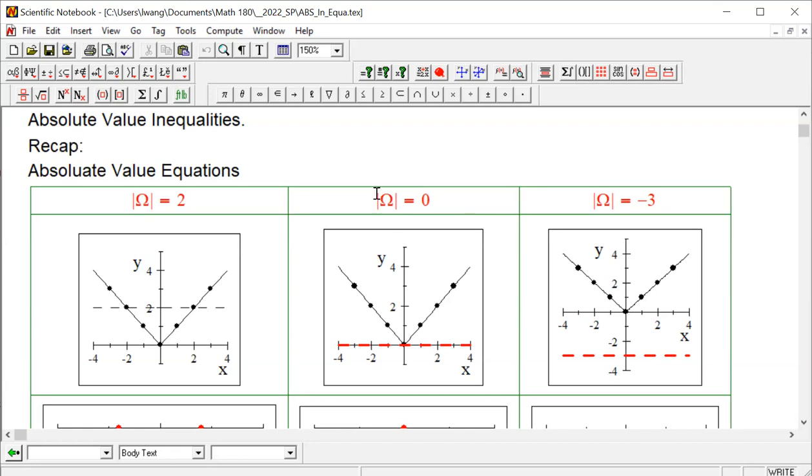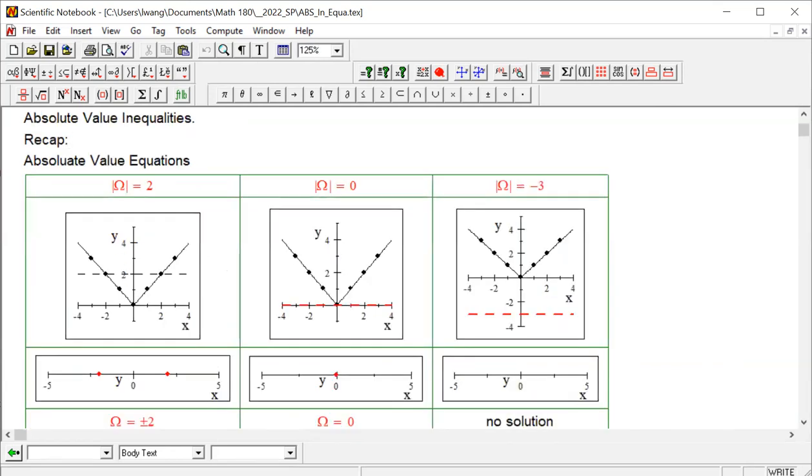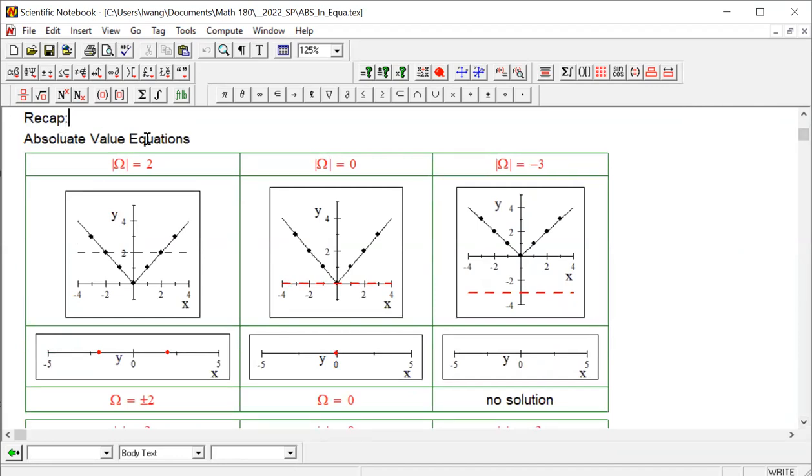In the previous lesson, we talked about solving absolute value equations. We talked about how the functions can be used when the output is given. The output could be a positive number, zero, or negative. In each one of these cases, how do we solve these equations?